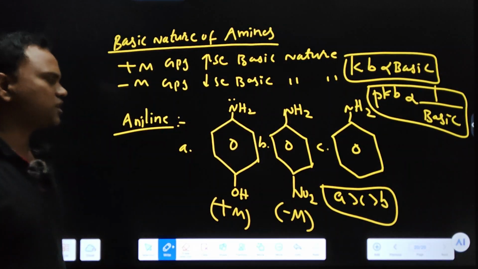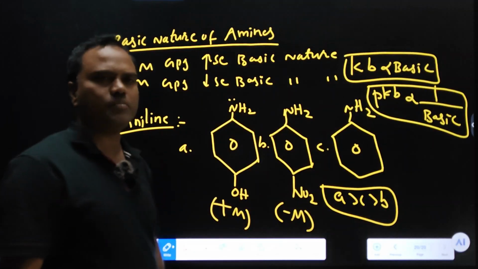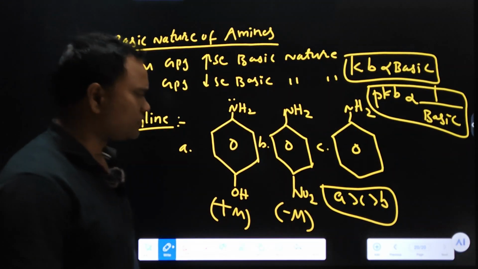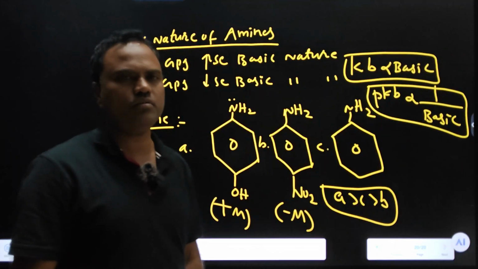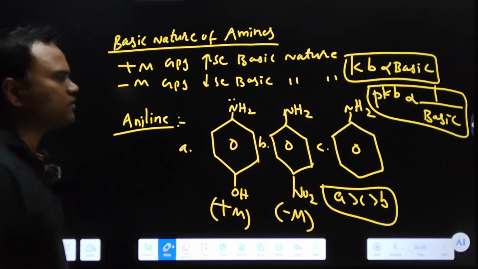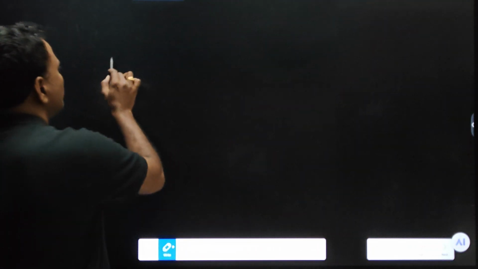Which is having highest Kb value here? This is having more Kb value because basic nature is more, Kb is more. Which is less acidic? This is less acidic. Less acidic means more pKb value, right? This is one general question. Let us see a different example.